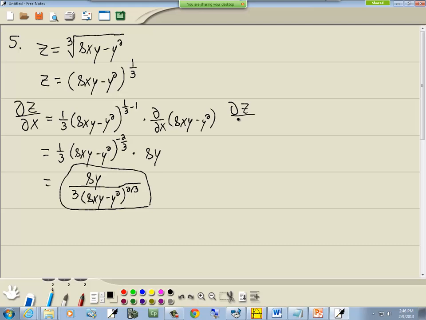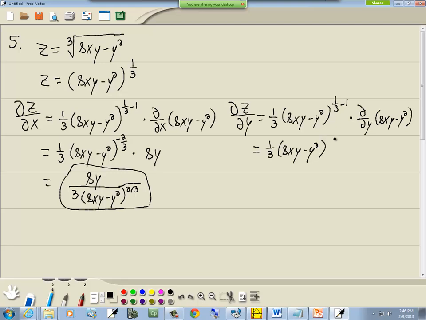Now let's take the partial with respect to y. Well, again, take your power, put it out in front. What's inside the parentheses remains as is. Lower your power by 1. And then we'll multiply it times the partial derivative with respect to y of what's inside the parentheses. Okay, so we'll have 1/3 times 8xy minus y squared to the negative 2/3 times, again, we'll take the derivative with respect to y, so 8xy just becomes 8x, minus the derivative of y squared, which is 2y, like that.